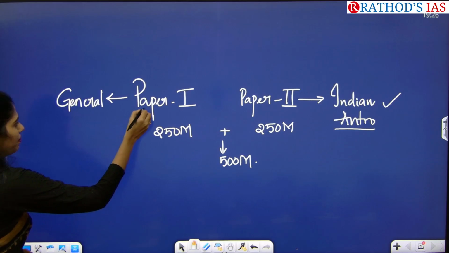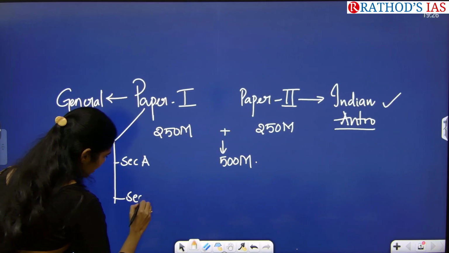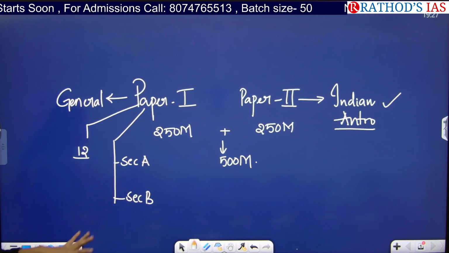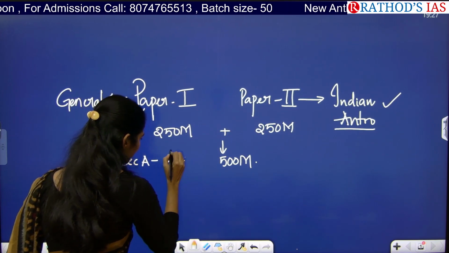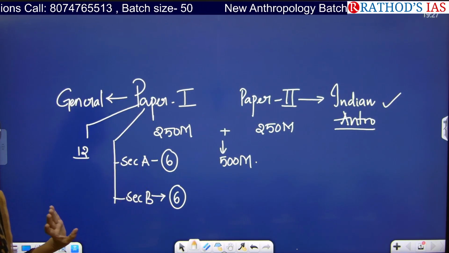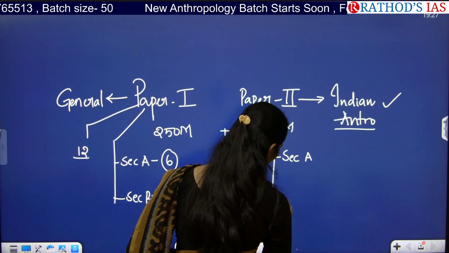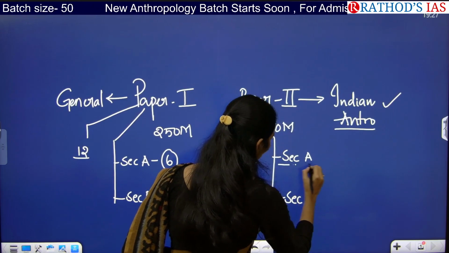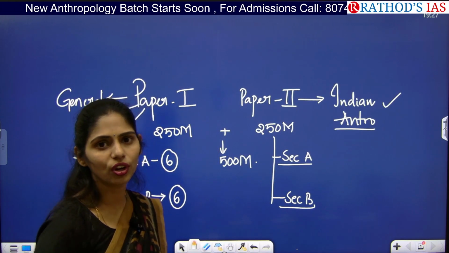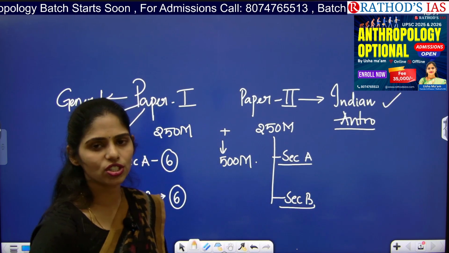In Paper 1, you will have Section A and Section B. How many chapters do you have in Paper 1? There are 12 chapters. In Section A, you get the first 6 chapters, and in Section B, the next 6 chapters will be the syllabus. In Paper 2 also, we have Section A and Section B. We normally have four questions in each section, and overall you have to write 5 questions out of 8. The first question and the fifth question are compulsory.